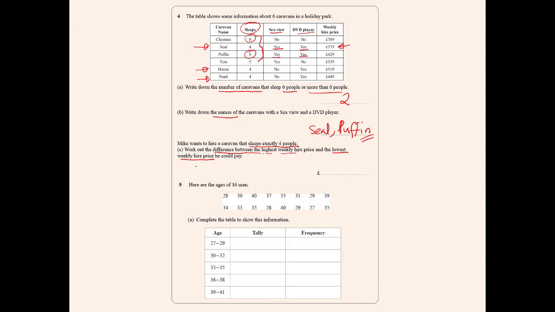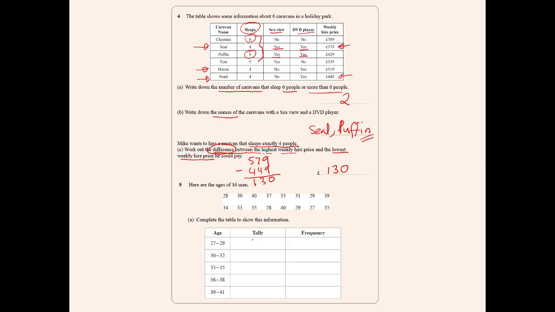So let's write this down. 579, and then the lowest is 449, which is Pearl, this one here, 449. It's asking us to find the difference. So let's take away, and 9 take away 9 is 0, 7 take away 4 is 3, 5 take away 4 is 1. So £130 is the difference.